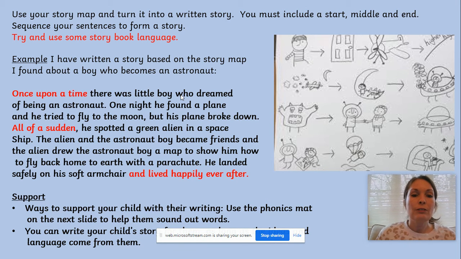Or you can ask your child to tell you their story verbally, making sure that they've given you some story language, a beginning, a middle, and an end, and they're using the ideas from their story map from yesterday, and you can write the story for your child. But it's very important that the ideas, the language, and the sequencing come from your child, making sure they understand the idea of a story having a beginning, a middle, and an ending, and using the idea that they came up with yesterday.